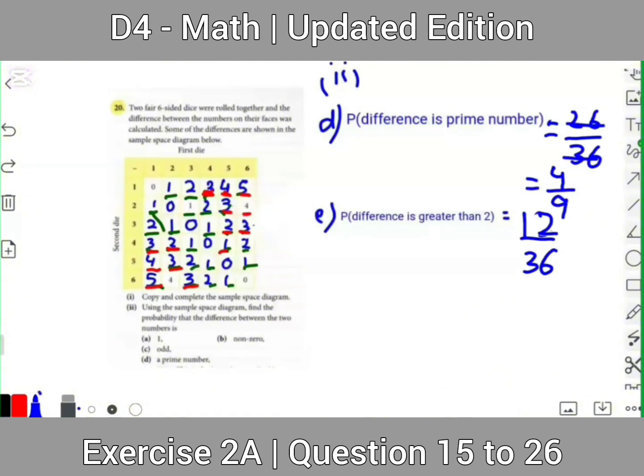So the probability that the difference is greater than 2 is equal to 12/36, and it will be simplified to 1/3. So the probability that the difference is greater than 2 is equal to 1/3.